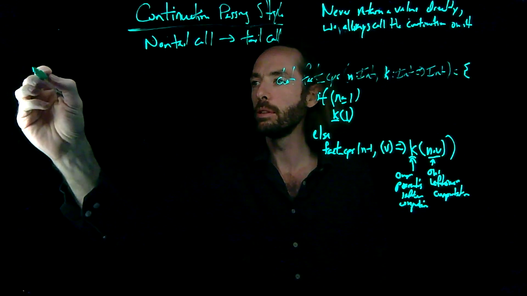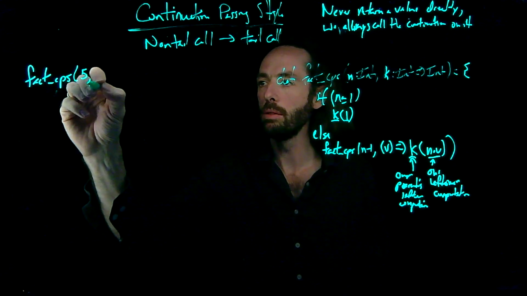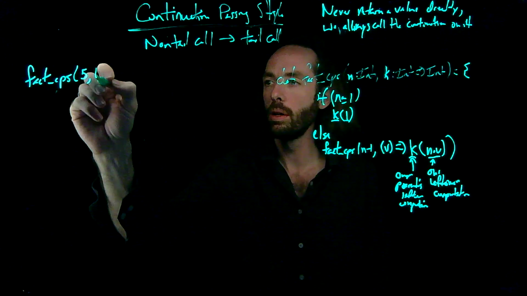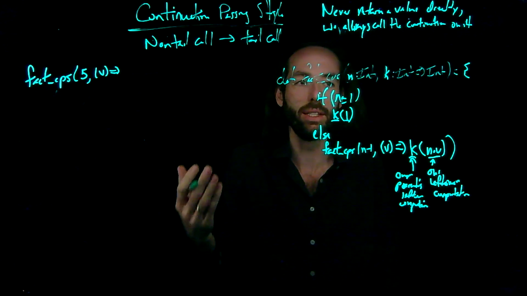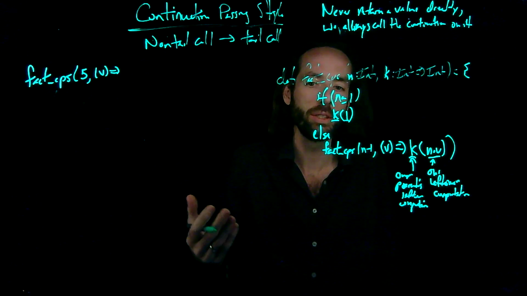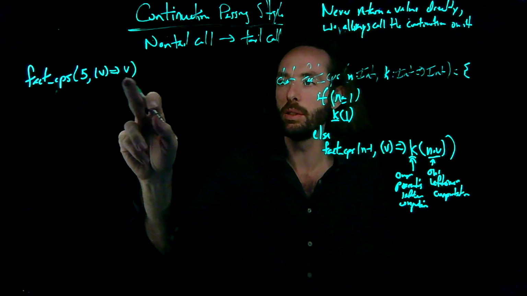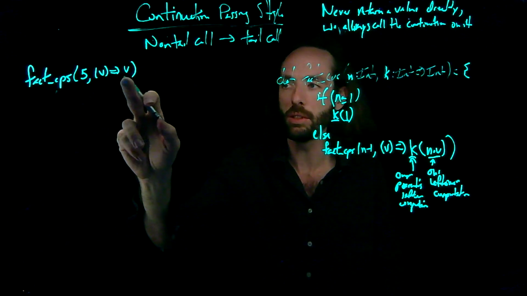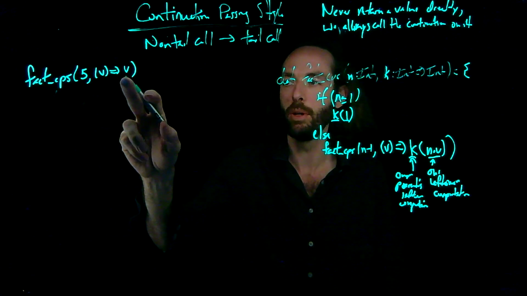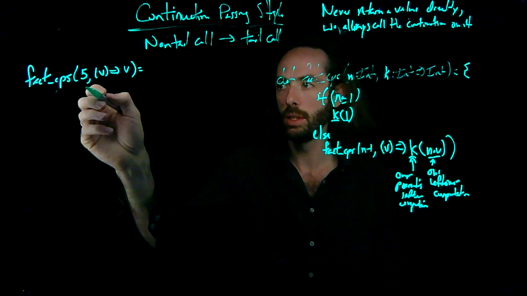All right, so what happens if we have, say, fact CPS on 5 with, so we always have to, the very first call, we have to figure out what that continuation is going to be. What's that starting continuation? And we can use the identity function. All it's going to do is pass back the value. So there's nothing else to do, so I'm going to just pass that in as my generic starting continuation.